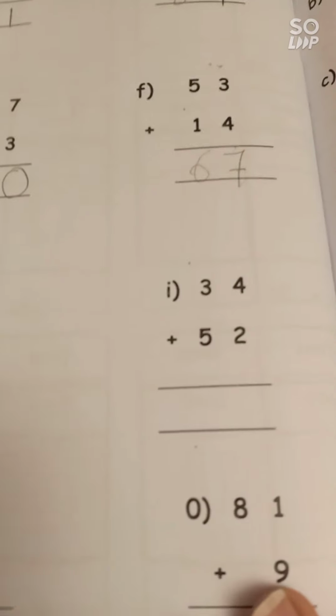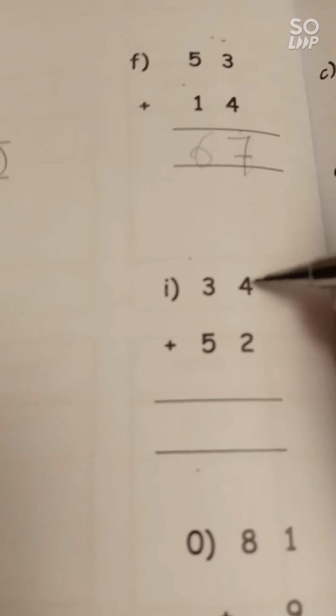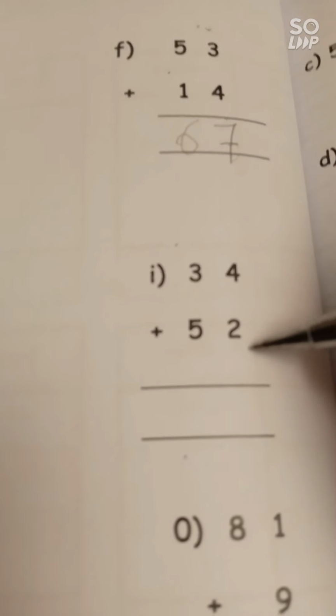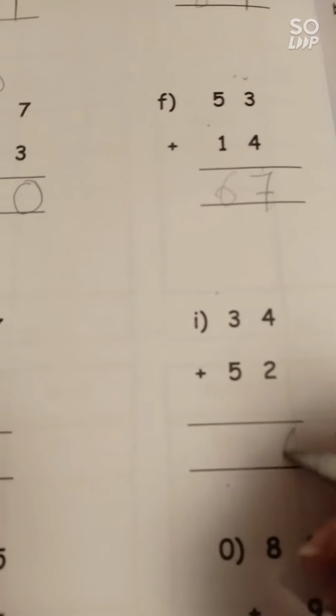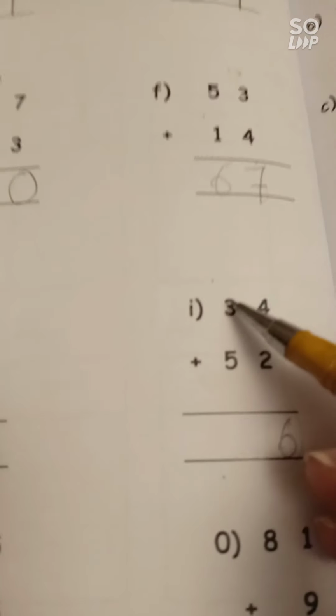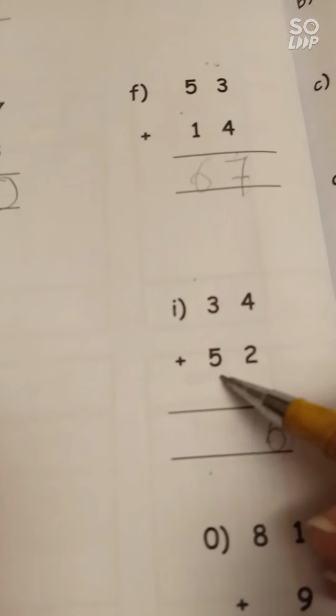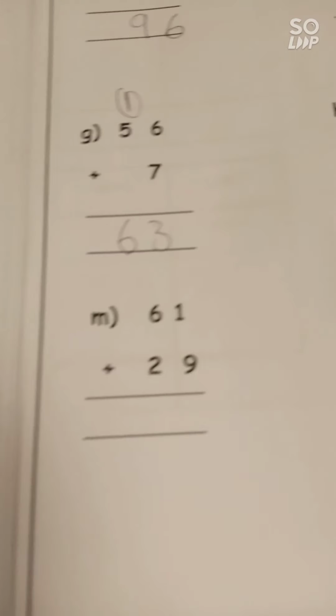We have here another example. 34 plus 52. 4 plus 2 equals 6. This is another example. We don't have tens, so only it's 6, so it's with the ones. 3 plus 5 equals 8. That's right.